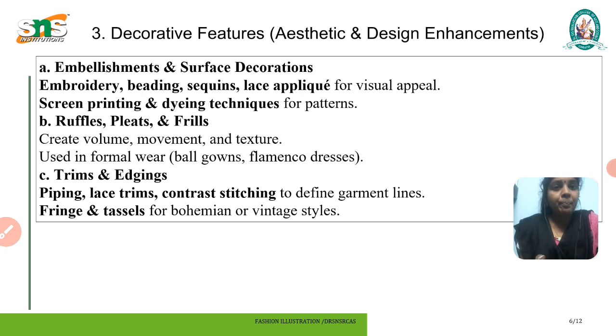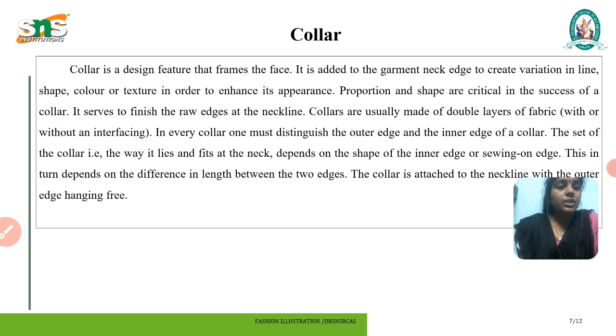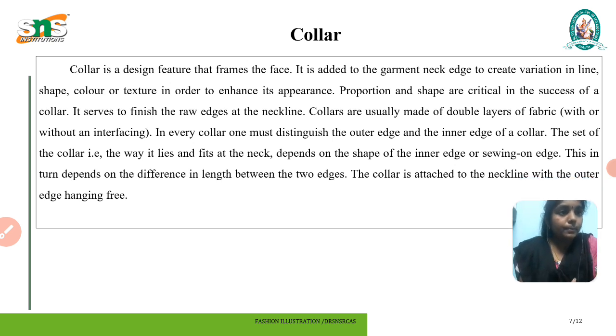Trims and edging: piping, lace trims, contrast stitching to define the garment lines, fringes and tassels for bohemian or vintage styles. So those are somewhat to be emphasized, that is decorating the garments. So first we are going to see about the collar.